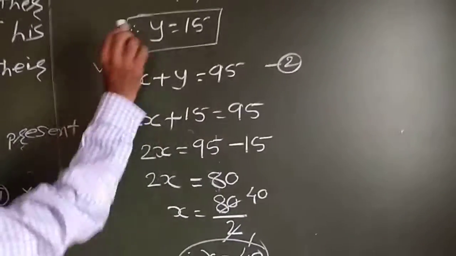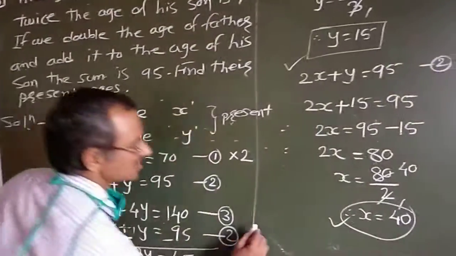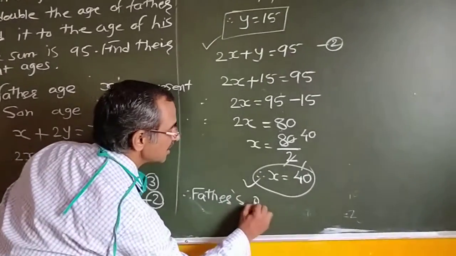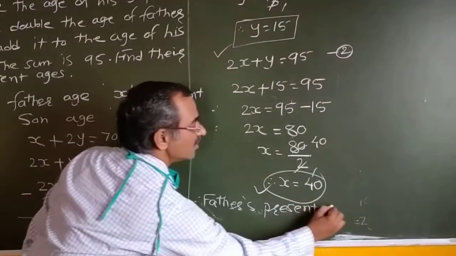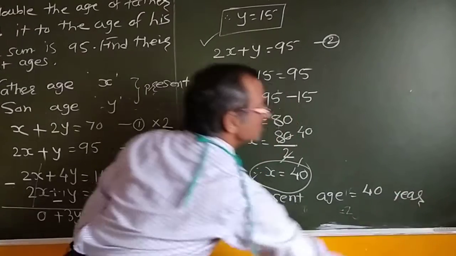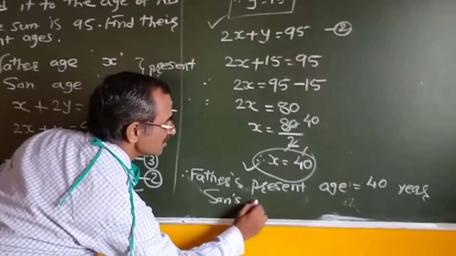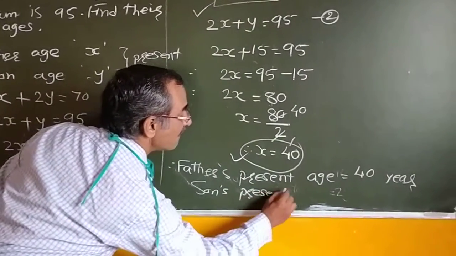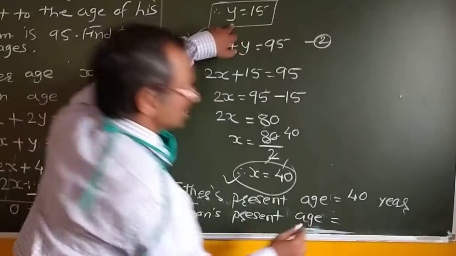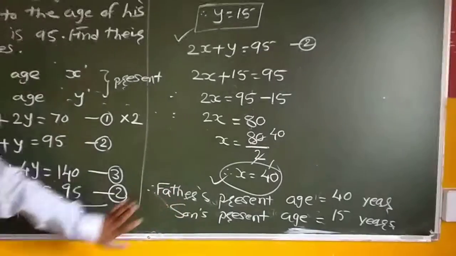We found the two values, x and y. X means what? The father's present age. Therefore we get the answer: the father's present age is 40 years. Age is counted in years, so it is 40 years. And the son, what is the son's present age? We consider y, so it is 15 years. So we got the solution.